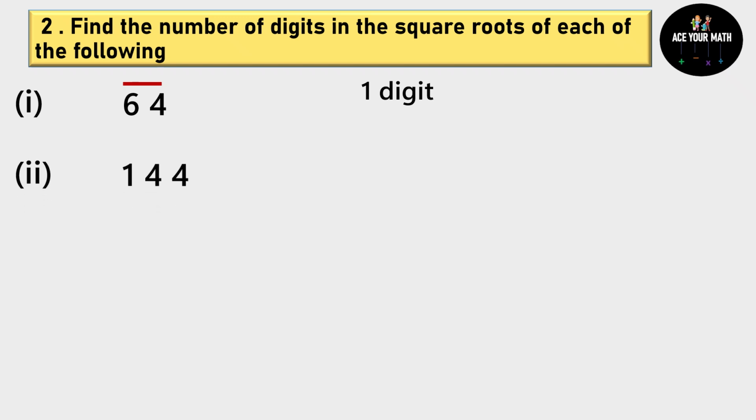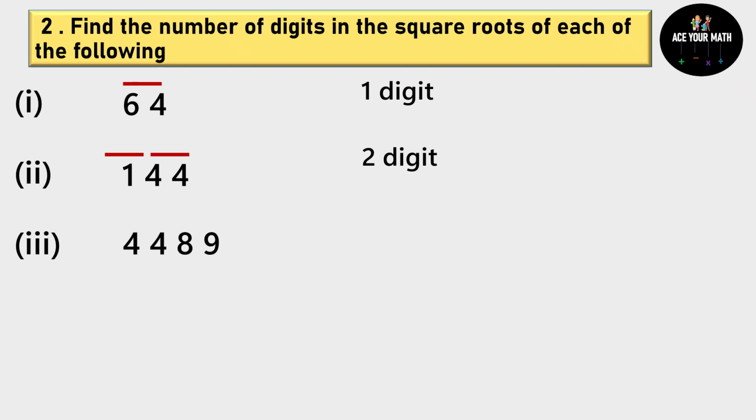Look at the second question, 144. We will start forming pairs from the right hand side. So 44 forms one pair, and the single digit 1 forms another pair. So how many pairs have we formed here? 2. So your answer will be in 2 digits.